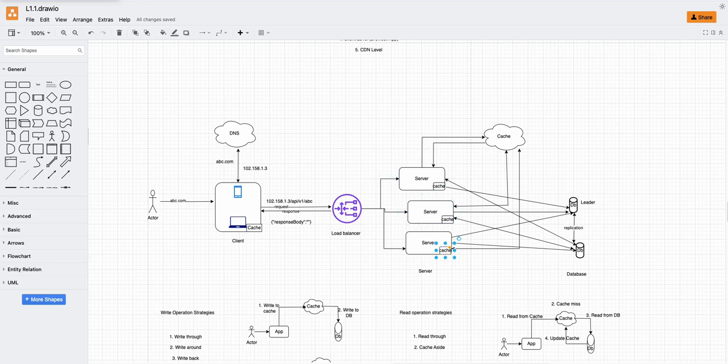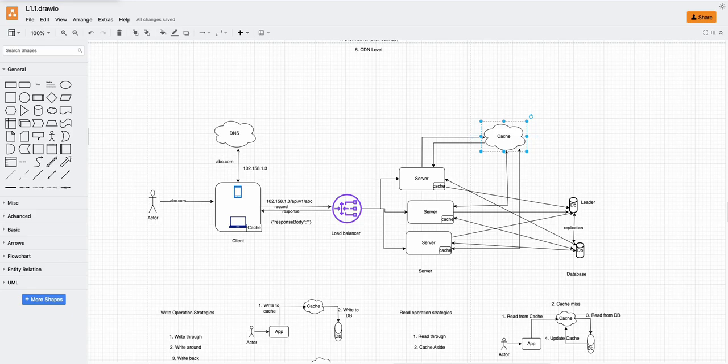But when you scale out, you have introduced a cache server which is distributed in nature.